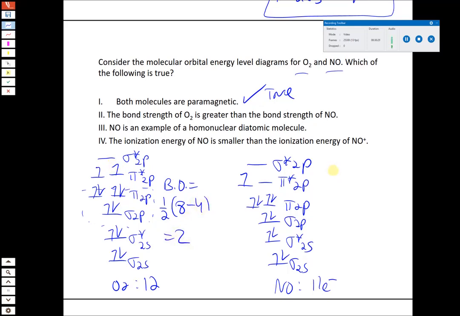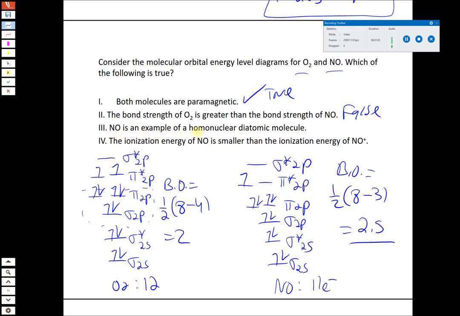If we do NO for this bond order, we still have 8 electrons in bonding orbitals, 2 from down here, 4, 6, 8, the ones that don't have stars next to them. But this time there's only 11 electrons, so that means there's only going to be 3 that are anti-bonding. 2 from the sigma star 2s, 1 from pi star 2p. So this has a 2.5 bond order. Since the bond order of NO is larger, we expect it to be stronger, and this one says the opposite. The bond strength of O2 is greater, so this one is going to be false. NO has the greater bond order and greater bond strength.